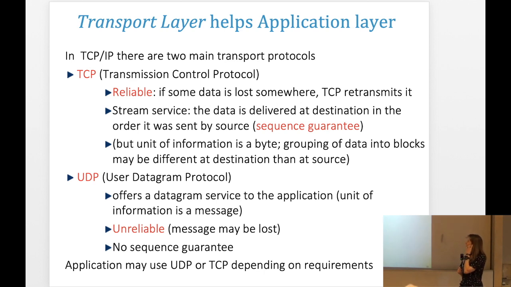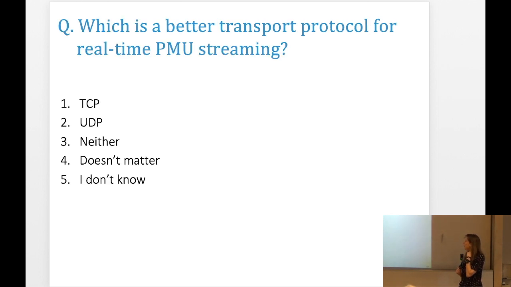So what do you think would be a better way of communicating the PMU streaming information? TCP, UDP, or nothing? So who thinks it should be TCP? Okay, who thinks it should be UDP? Okay, so not a lot of answers, but it turns out that the correct answer is UDP.